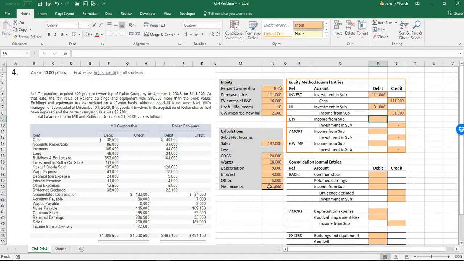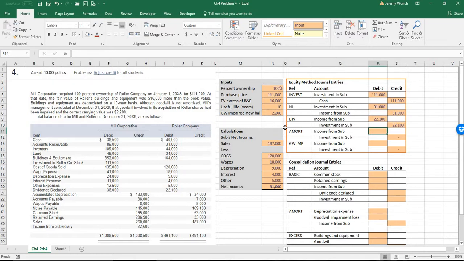Now the next thing we do is we show the dividends. The dividends were $22,100. We own 100%, so we book all of it. And now it tells us that we have a difference between fair value and book value. Anytime it says that, we almost always will have to amortize. The only thing we have to check for is, is that difference related to either an amortizable asset, a depreciable asset, or is there impairment?